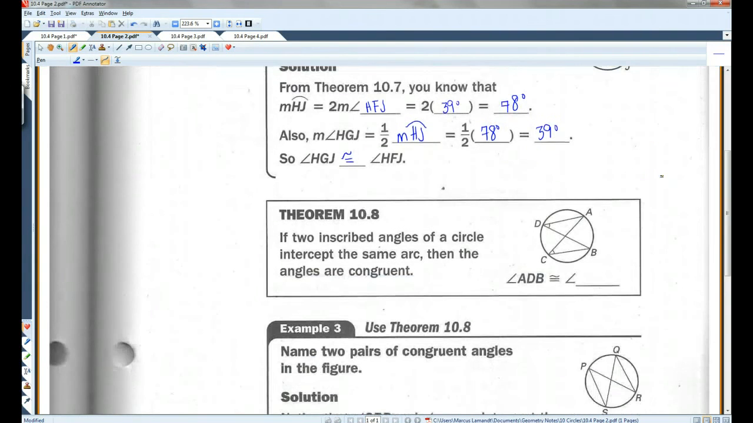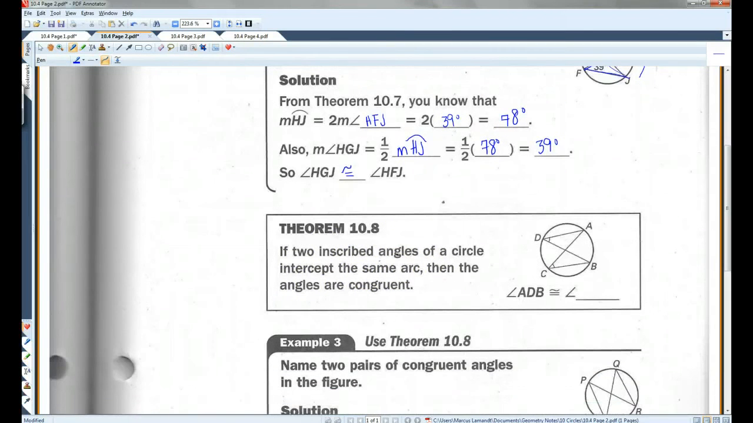Which leads us into theorem 10.8. If two inscribed angles of a circle intercept the same arc, kind of like what they did up here, then the angles are congruent. So in this case, angle ADB is congruent to angle ACB.